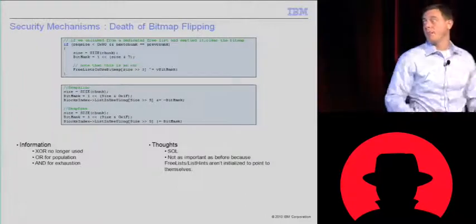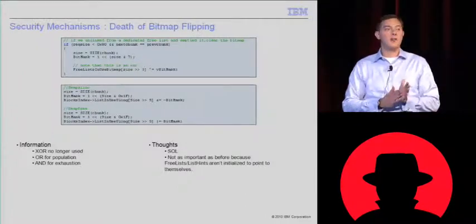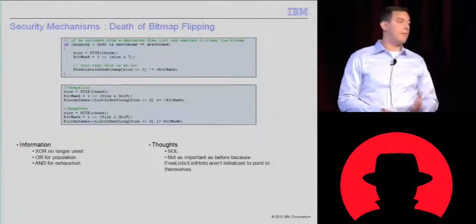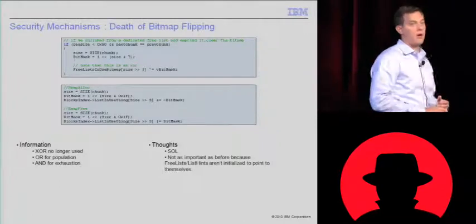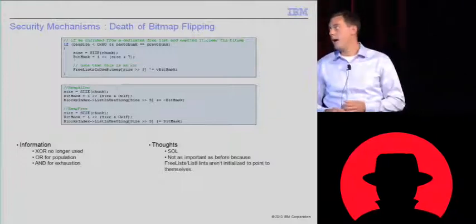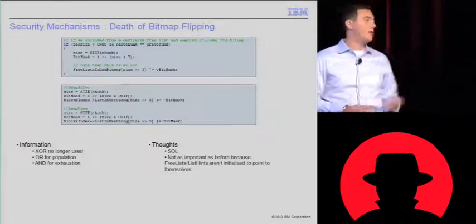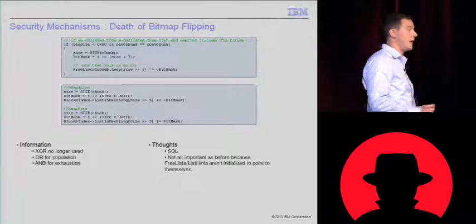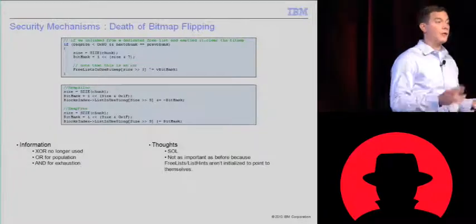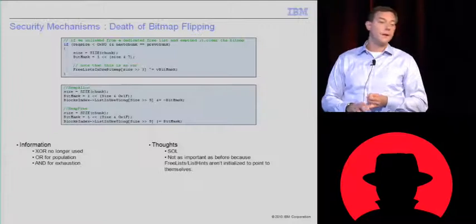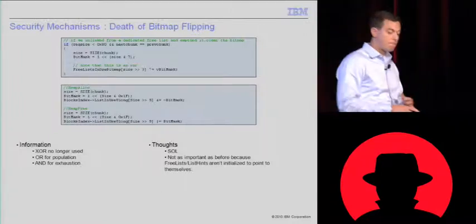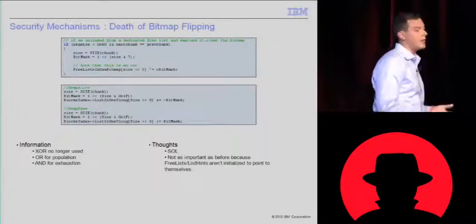Death of the bitmap flip. John McDonald and I actually used bitmap flipping in our exploit last year when we did our XP 2003 talk. Now this is kind of dead. Before, if you could trick a free list into thinking it was empty and you could alter the size, there was an XOR operation, right, that would flip the bit. That's not the case anymore.